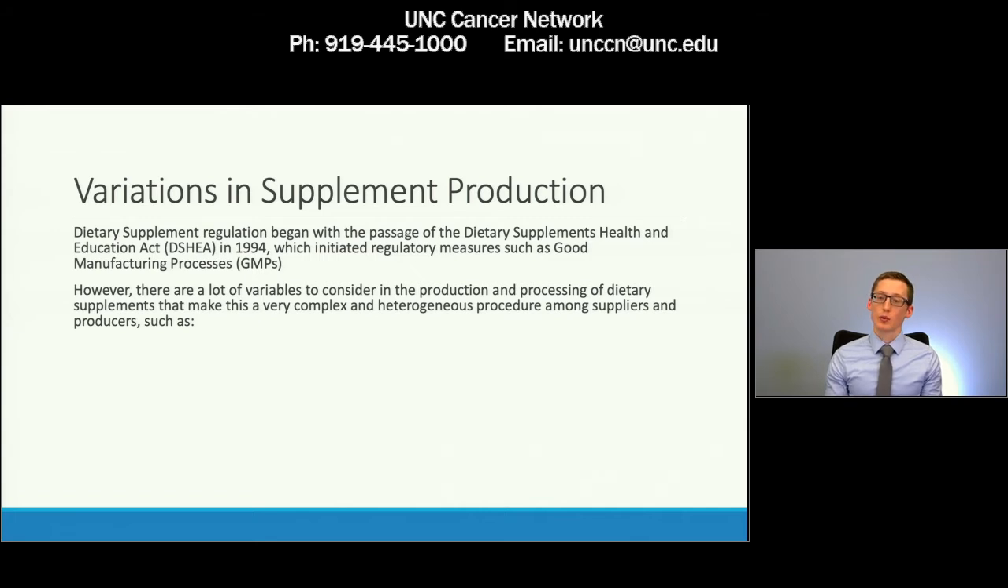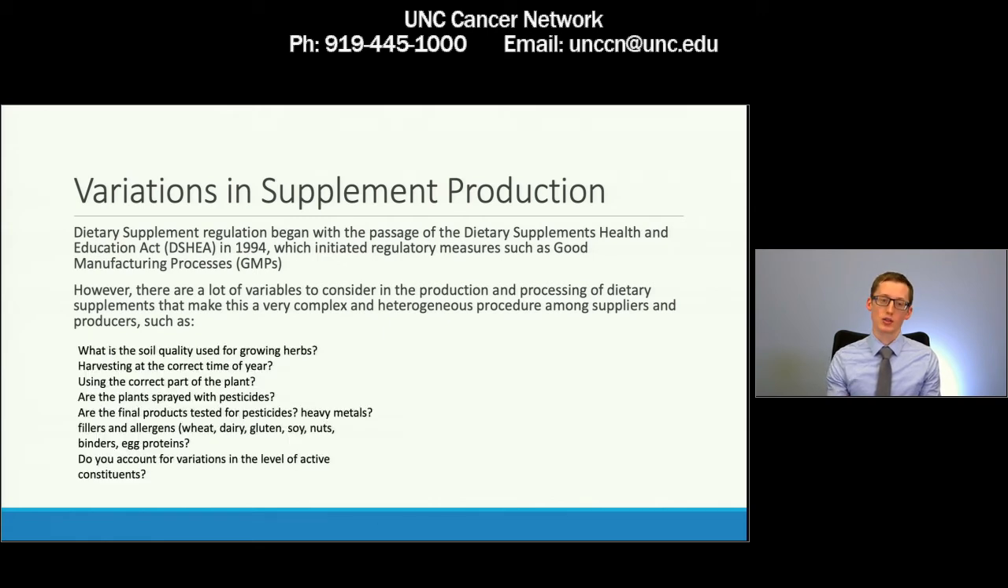So when it comes to supplement production and making dietary supplements, it can be very, very complex. Dietary supplement regulation began with the passage of the DSHEA Act in 1994, and this did initiate some regulatory measures such as good manufacturing practices, which is good. However, there are a lot of little intricate variables to consider when you're looking at the production and processing of dietary supplements, and it makes this a very complex and a very heterogeneous procedure among suppliers and producers. So I put up a list of questions that all have implications as to the quality of the product that eventually someone is taking.